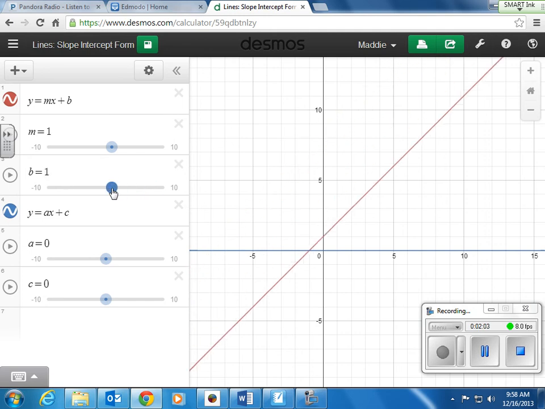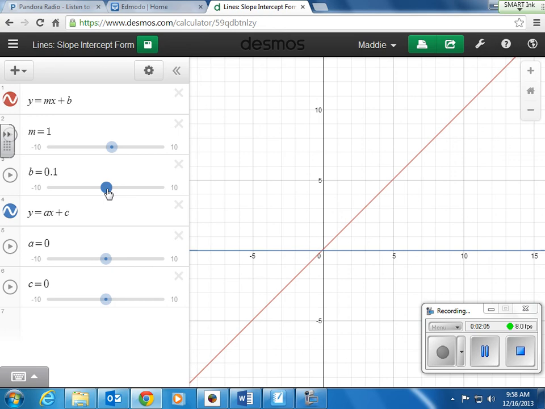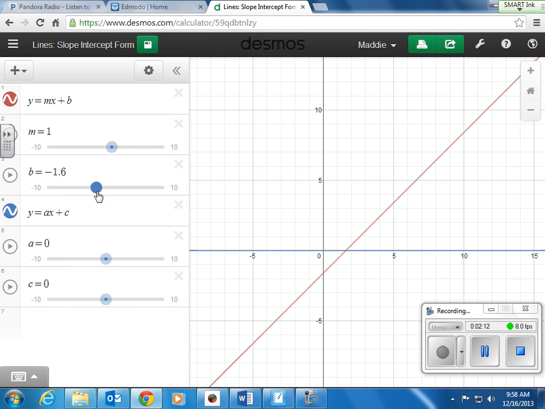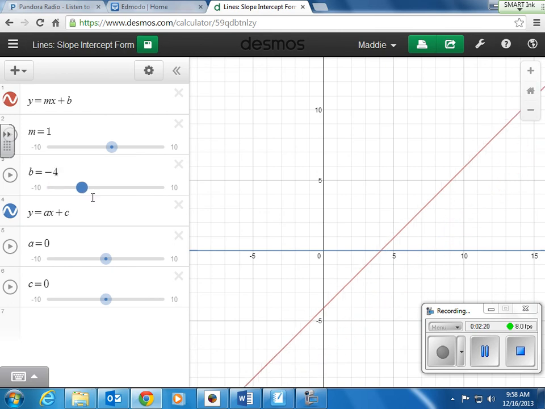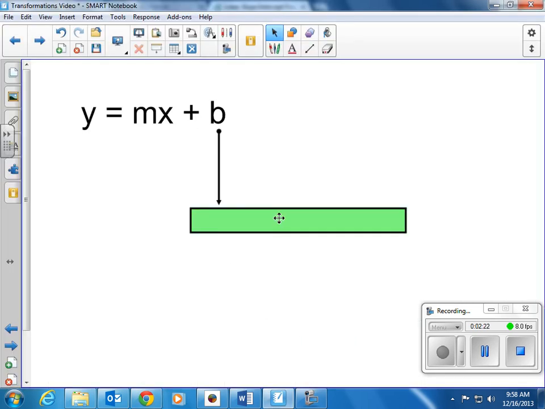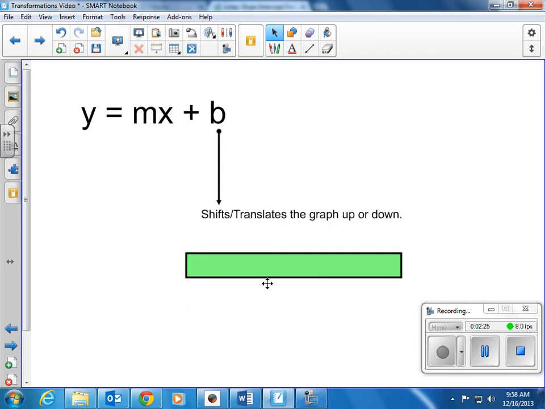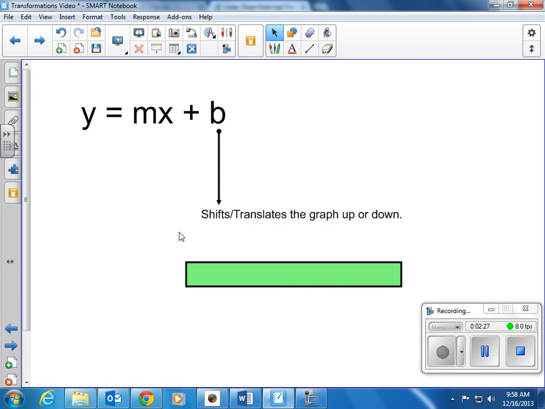Notice if I go in the negatives. If I start at 0 and my y-intercept, my b, is negative, the graph is going to go down, down, down as the y-intercept gets smaller. Okay? So what can we say about the value of b? The value of b shifts or translates the graph up or down.